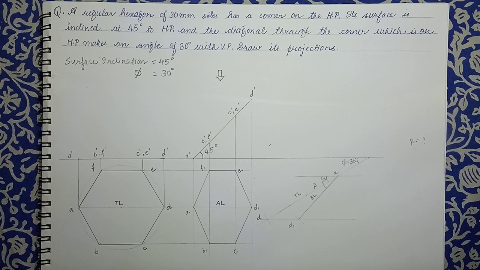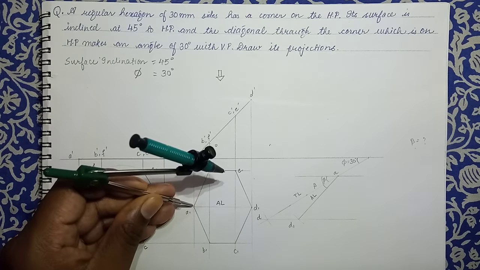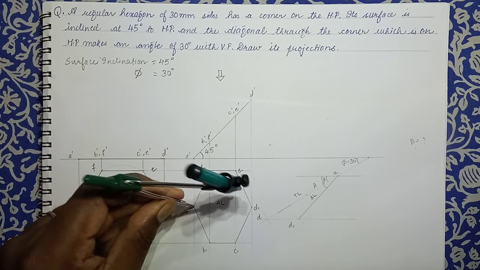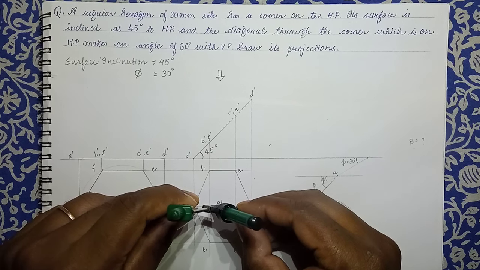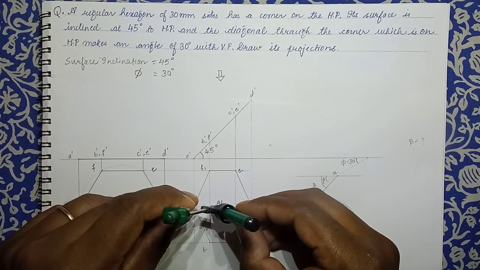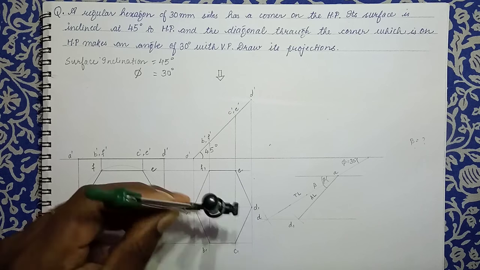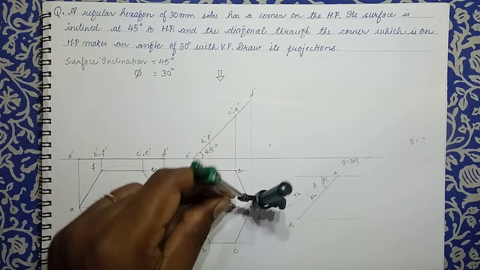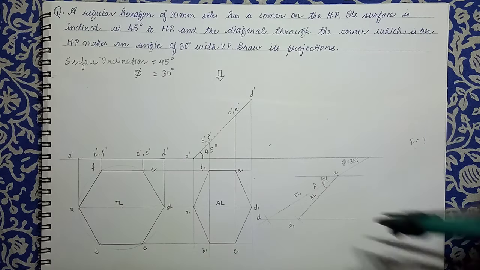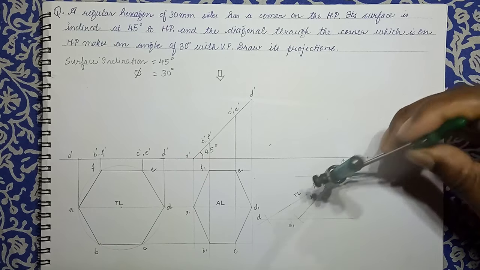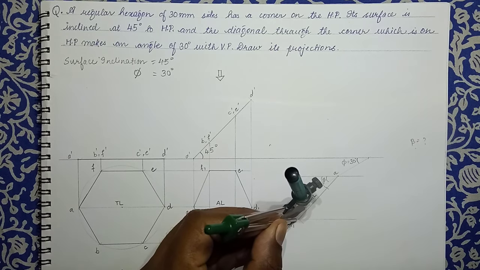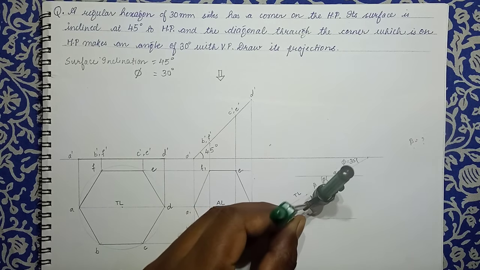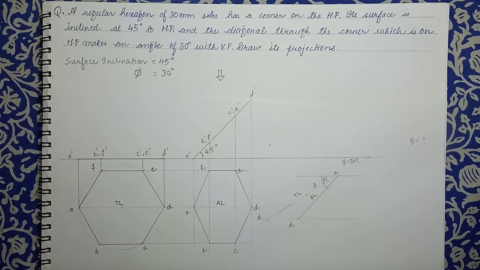Right? So now when we talk about reproducing the figure, we have this length A1 D1, so we obtain this distance, right? So this is a symmetric figure. So this distance and this distance are the same. So I'll mark a point over here and a point over here. So I've got these 2 points.